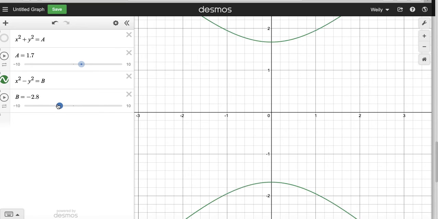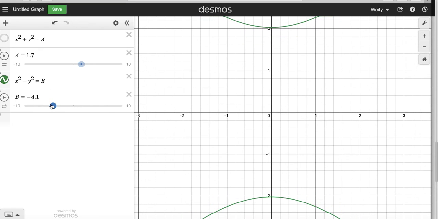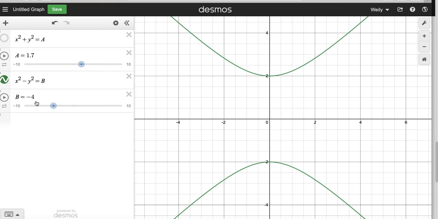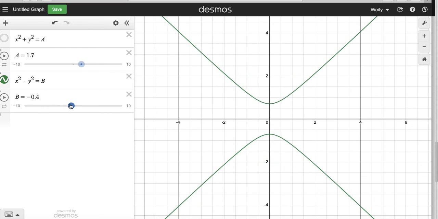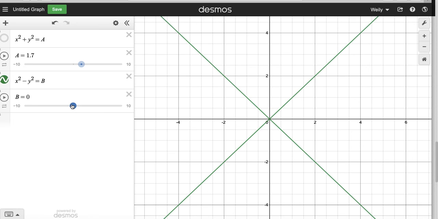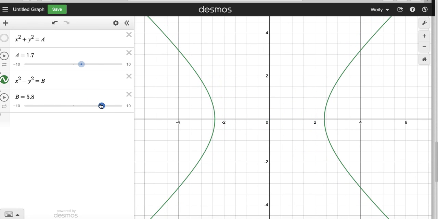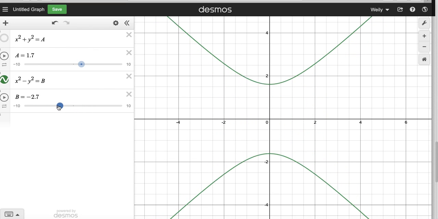And as we go to the constant equaling negative 4, we can see that it stays a transverse y, and we end up with the distance to the vertices equal to 2. So as we go from negative to 0, we get these diagonal lines, and then it transitions to a transverse x, so transverse x to transverse y.